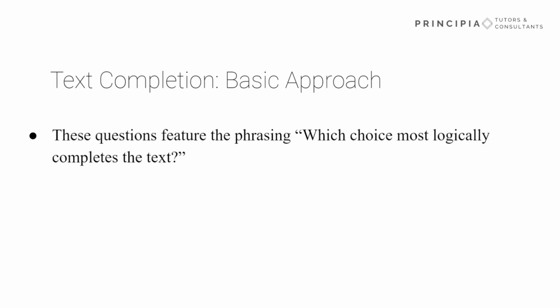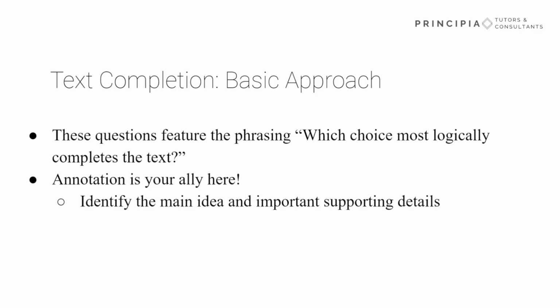All right, so your basic approach when you're dealing with text completion content on your DSAT reading and writing: look for the phrasing, which choice most logically completes the text. It's important to note logically because we want to continue from that main idea or a supporting detail. Annotation is crucial here. You do have the annotation tools built in to your online platform, but if it helps, you can also take quick notes on scratch paper, whatever works best for you. It's just important to annotate.